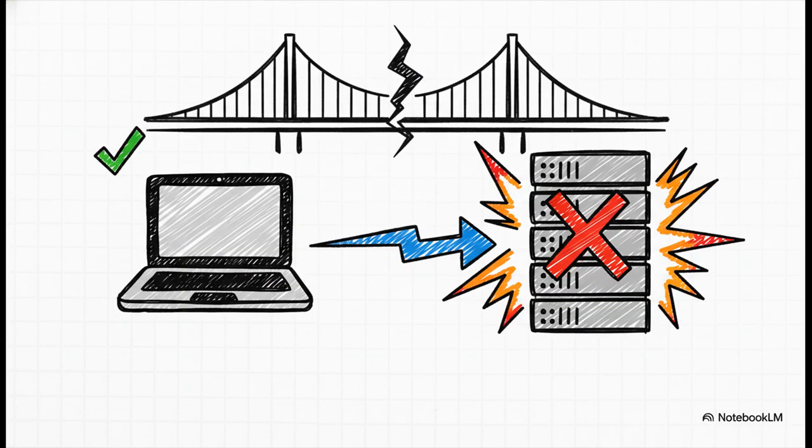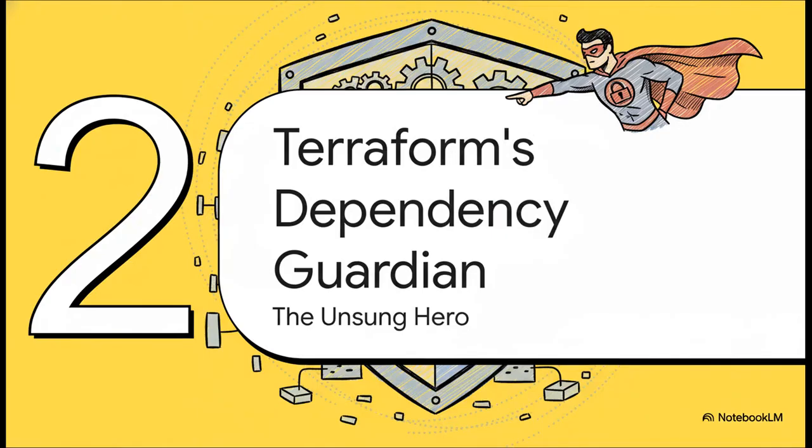Yeah, this inconsistency, it's basically the enemy of reliable infrastructure. I mean, when the exact same code gives you different results on different machines, it creates total chaos. And it just destroys any trust you have in your automation. So, how do we fight back against this? Well, thankfully, Terraform has this built-in guardian angel, this true unsung hero that is designed to solve this exact problem.